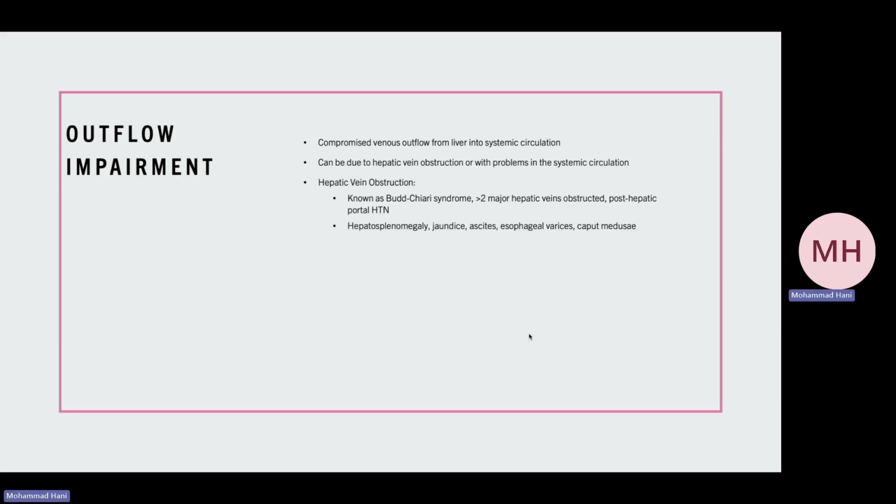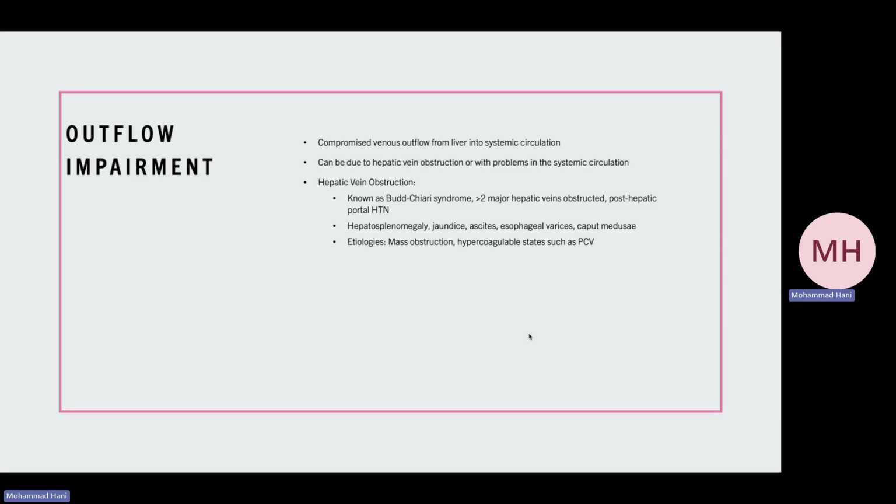The etiology mainly for Budd-Chiari syndrome is if you have any hypercoagulable states or you have a compression of the hepatic vein by a mass. And for hypercoagulable states, it's mainly polycythemia vera, in which you have an increased hematocrit because of increased RBCs. Now, hepatosplenomegaly, jaundice, ascites, esophageal varices, caput medusae, these are the main findings you see.